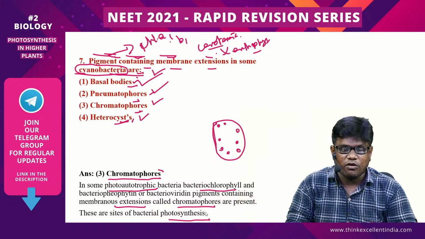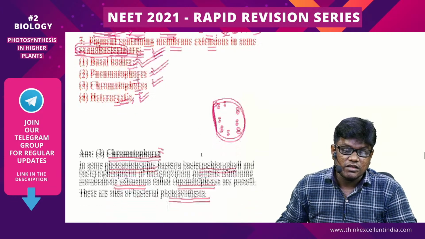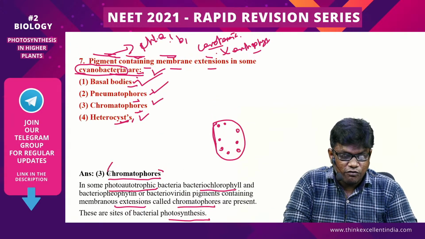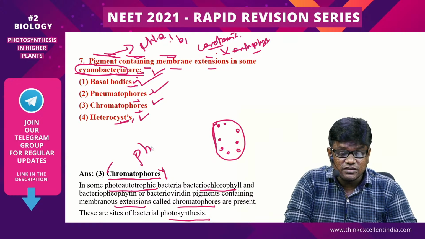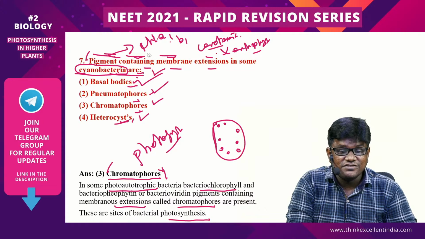So that is very important. And basal bodies, pneumatophores and chromatophores and heterocyst. Chromatophores are the important answer, and the topmost answer also. The chromatophores are where photosynthesis takes place, students. Okay, because the question clearly gives you pigment-containing.